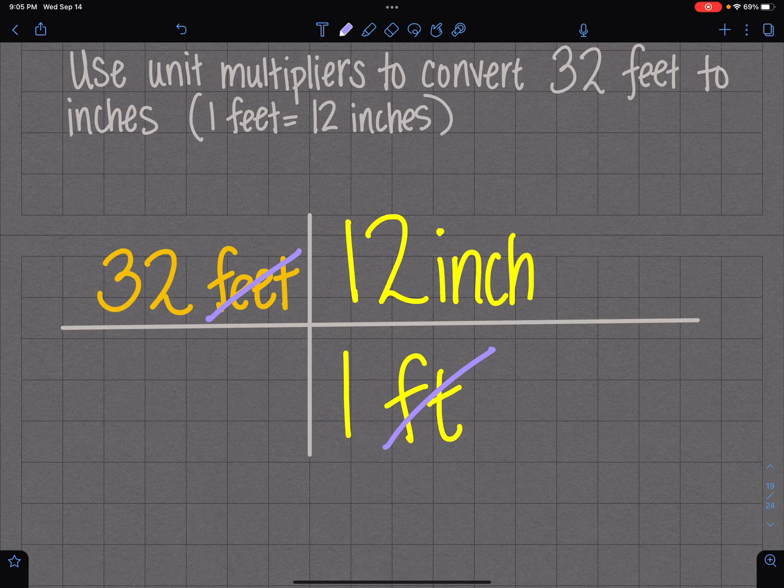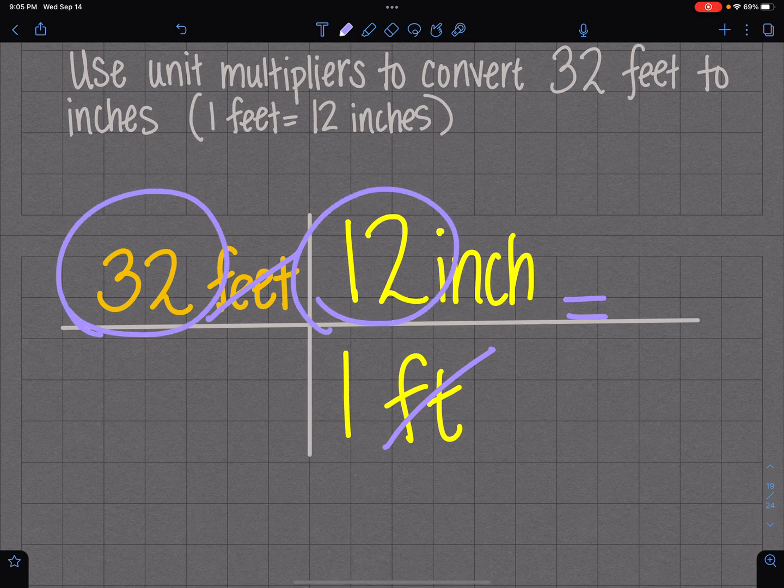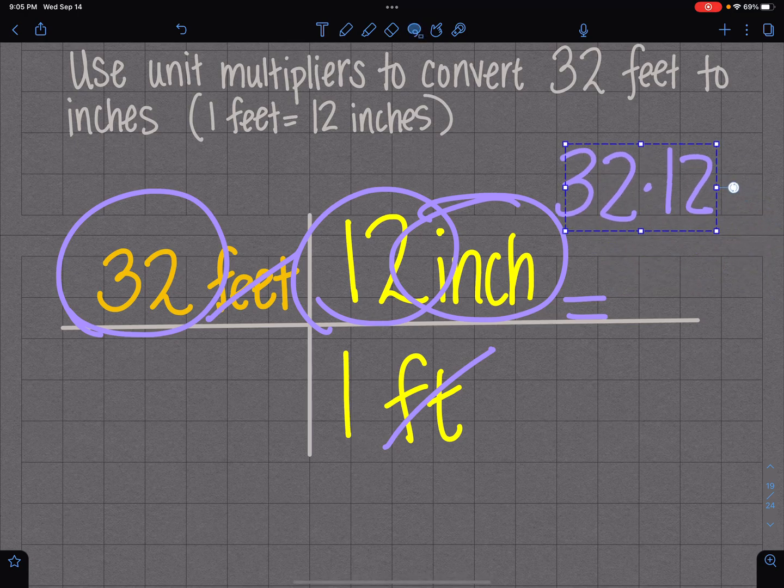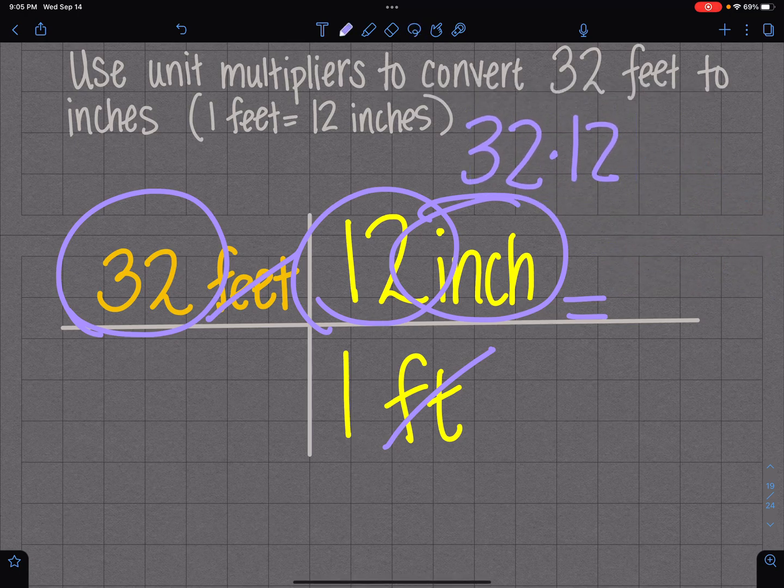Now, the only thing I need to do is multiply everything on top straight across. What is 32 times 12? I don't know. I can't do that in my head. I'm just going to put 32 times 12. And then the units are the only units I have left, which are inches. I have to move this over because I don't have room to write inches. There you go. So the answer is 32 times 12 inches.